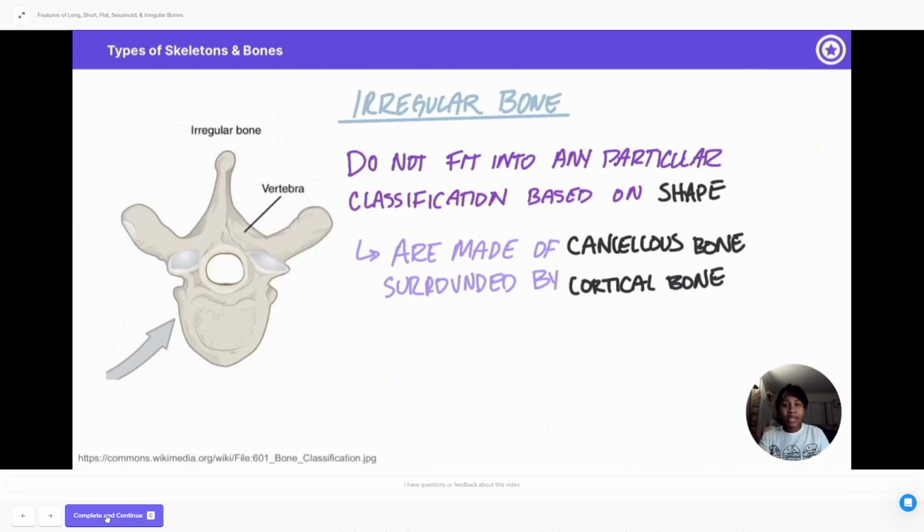It's going to be made up of cancellous bone surrounded by cortical bone. However, we can easily see that there's going to be no template for how an irregular bone may look. We may have some irregular bones like the vertebrae in our spines, or we might have an irregular shape like the pelvis, or, for example, our tailbones. So irregular bones have very important and specific functions in the body, and that's why they tend to be unique in shape.